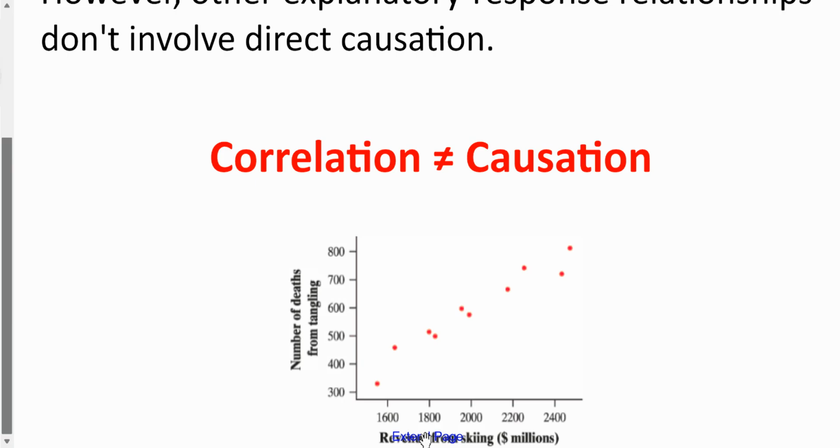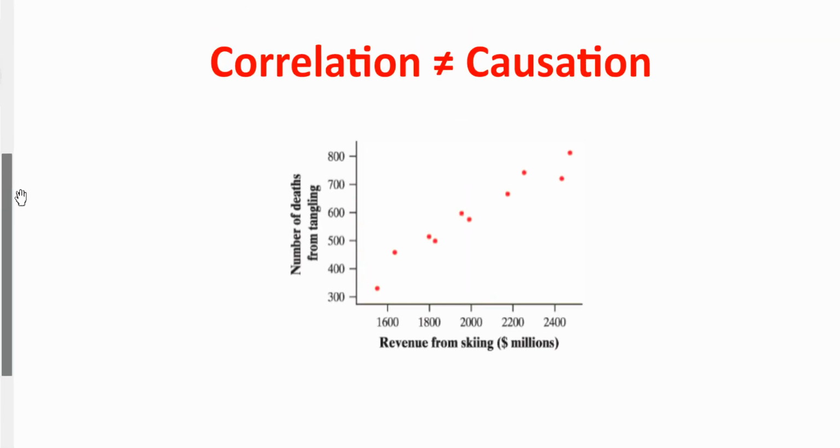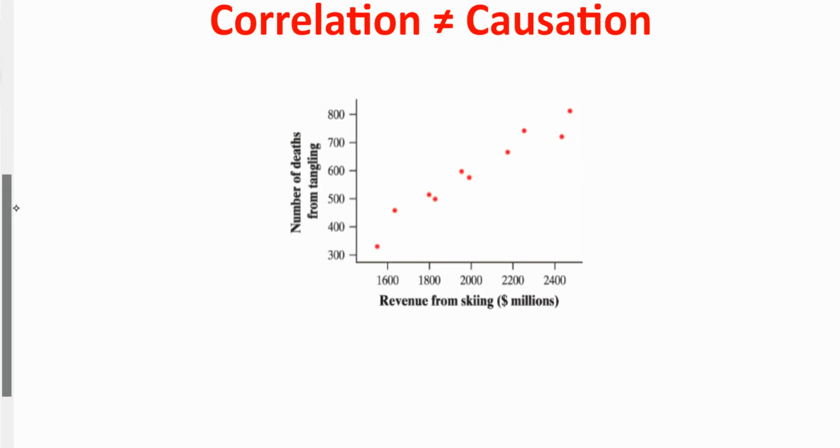But here's one example. This definitely looks like there's correlation. Revenue from skiing compared to the number of deaths from being tangled. Yeah, comparing those. Perfect. There's a strong correlation, right? No. Sure, there's correlation, but there's no causation. The more people ski does not mean that there's going to be more deaths by tangling. There's some other reason why there might be some connection there. So correlation does not always mean causation.